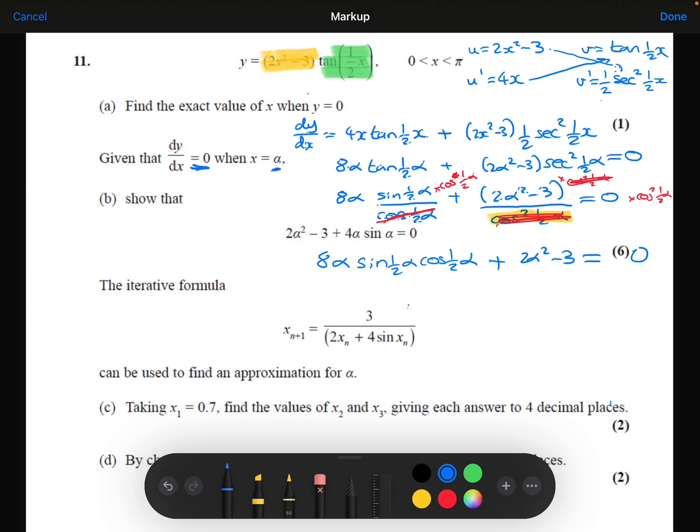Next, I can see I've got this sine half alpha cos half alpha. Now, let me just remind you very quickly of the sine double angle formula. So I know that sine 2 theta is equal to 2 sine theta cos theta. So if I had, for example, 2 sine half alpha cos half alpha, then I could rewrite that as being sine of 2 times half alpha, or just sine alpha, because the 2 times half alpha would be alpha.